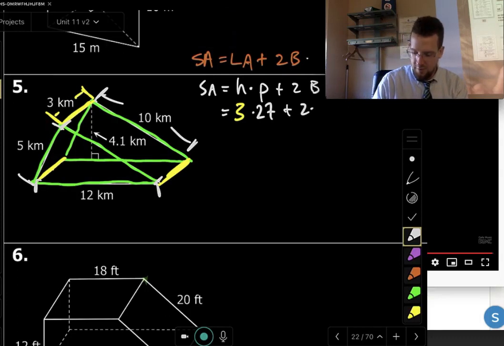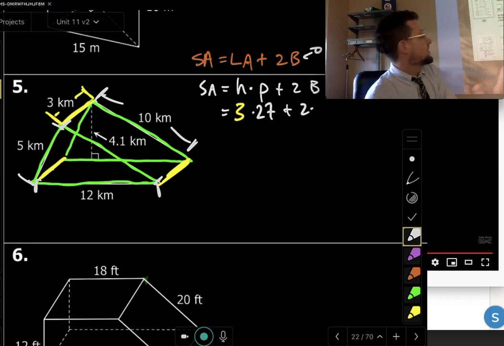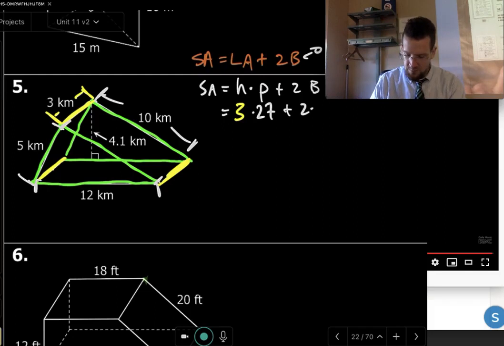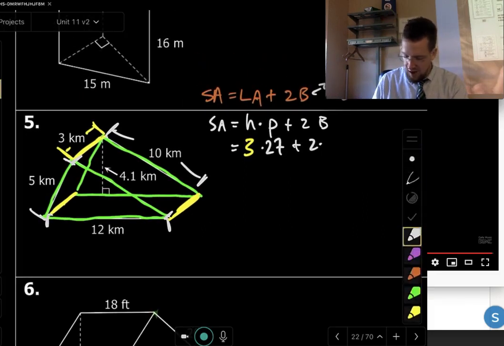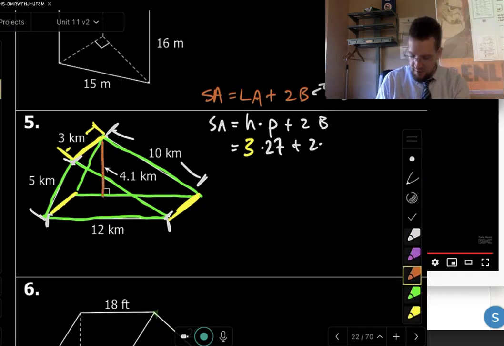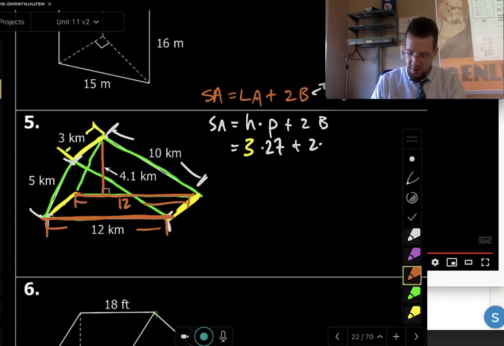Well, the base for this one is going to be 1/2 times the base times the height, because this is a triangle. Notice that the height of the triangle is not the height of the figure. The height of the triangle is right here, and the base of the triangle is right here. This is 12. These both are 12, right? So if this one's 12, then this one's 12. So the area is 2 times 1/2 times the base, which is 12, times the height, which is 4.1.